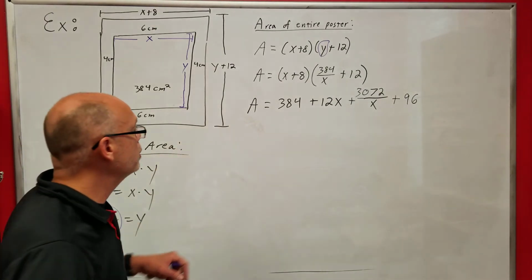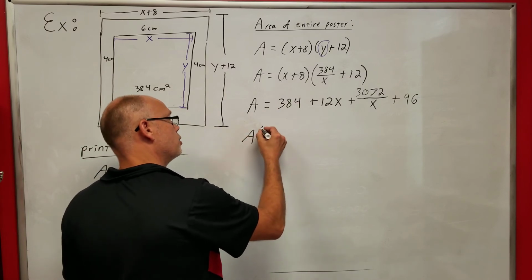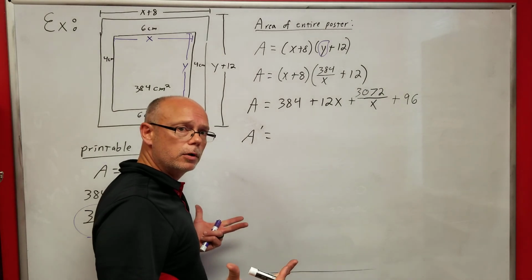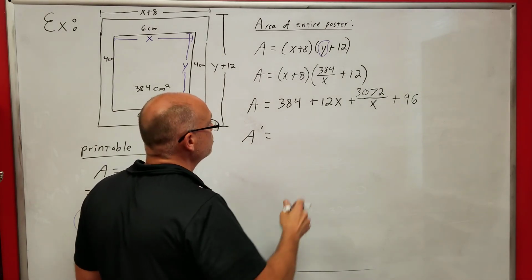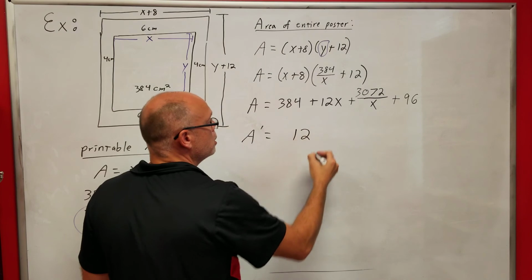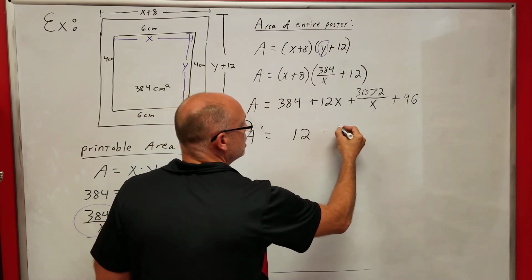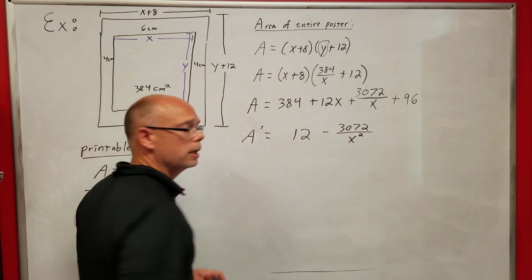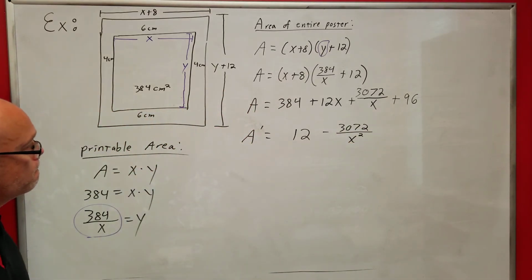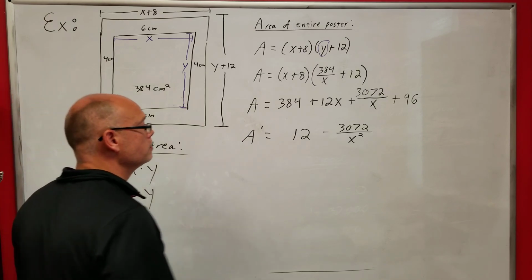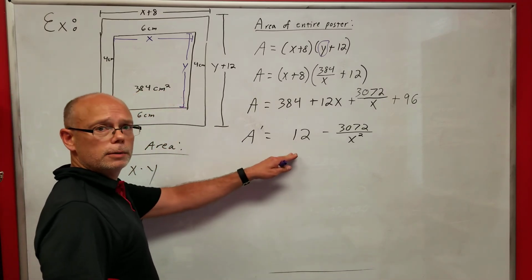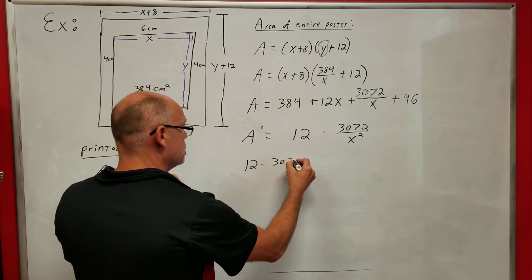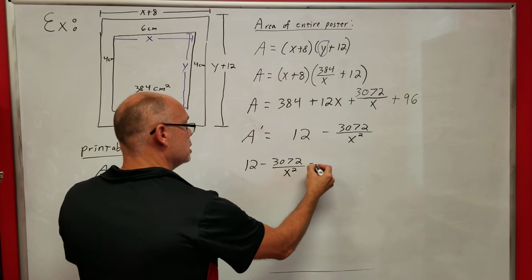All right, anyway, I have my A function here. Let me take my derivative of it. A prime. Now, I could have added these up first, but it doesn't really matter because once you take the derivative of those constants, it's 0 anyway. What's the derivative of 12x? 12. What's the derivative of this? Negative 3072 over x squared, right? All right, let's keep going. How do I keep going? I find out where my derivative is equal to 0. So 12 minus 3072 over x squared is equal to 0.